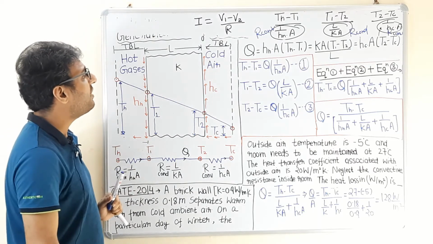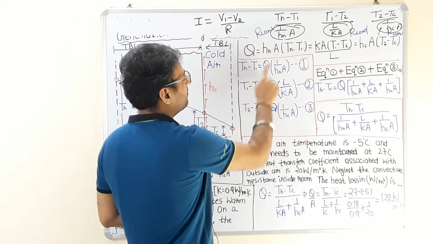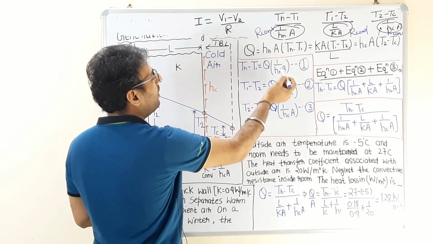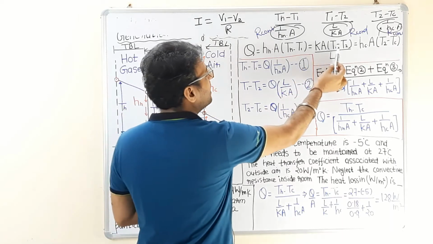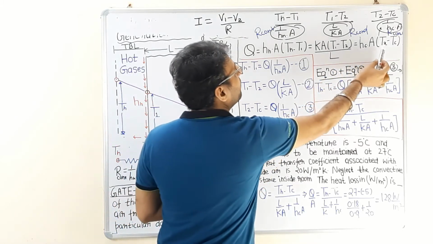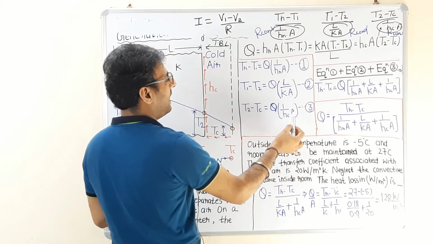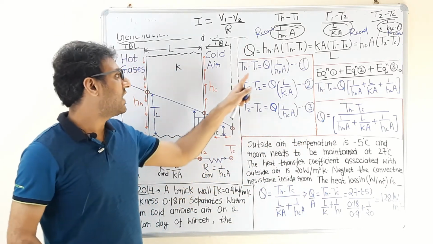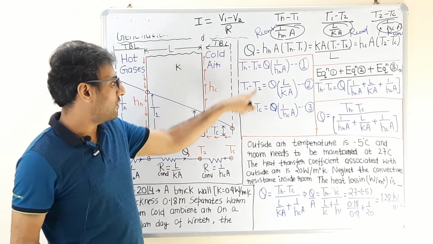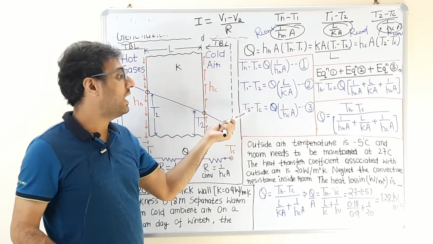Now if we rearrange our heat transfer formulas, then we will get the temperature differences like this. From the first equation we get Th minus T1 equals Q times 1 upon Hh A. Similarly, T1 minus T2 equals Q times L by K A, and similarly T2 minus Tc equals Q times 1 upon Hc A. Now name these equations as equation number 1, equation number 2 and equation number 3. If we add all these equations, then T1 and T1 will cancel each other, and T2 and T2 will cancel each other.